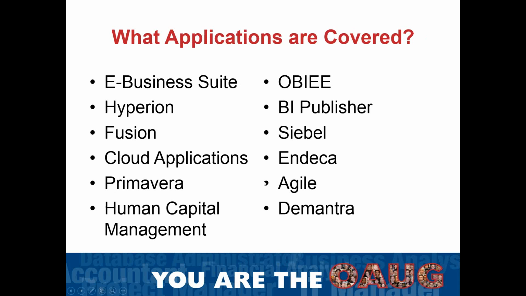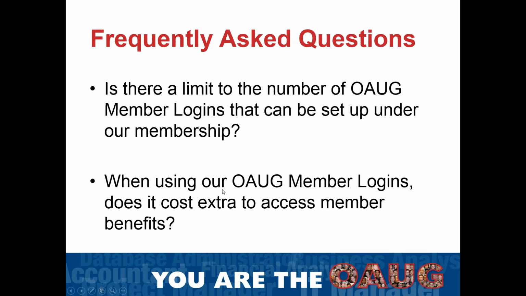And who is covered? Which applications are covered? Well, we cover everything from EBS and Hyperion all the way to Endeca, Siebel, BI Publisher, OBIEE, Fusion, Cloud Applications, Primavera, Human Capital Management, Demantra, and many, many more. So if you are working with these applications every day, I strongly encourage you to make your first stop when you have a question the OAUG website.